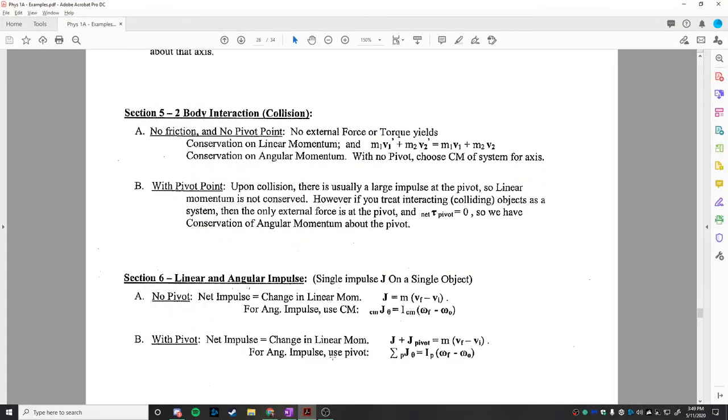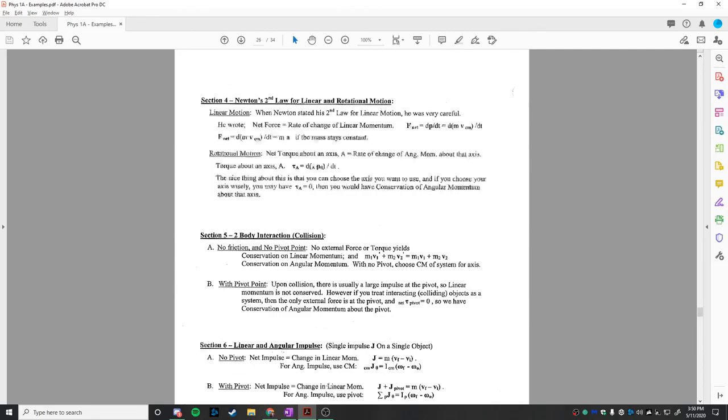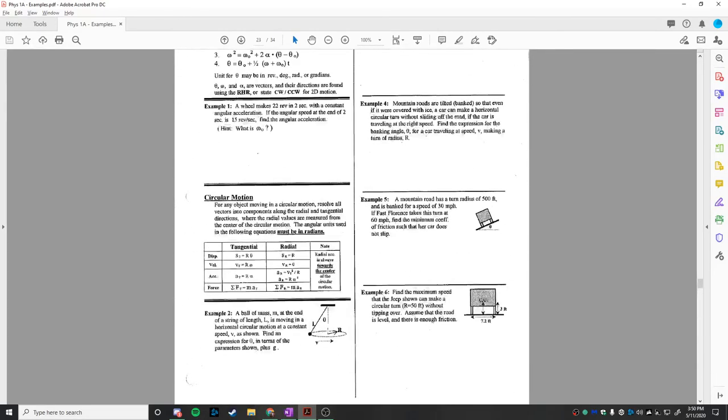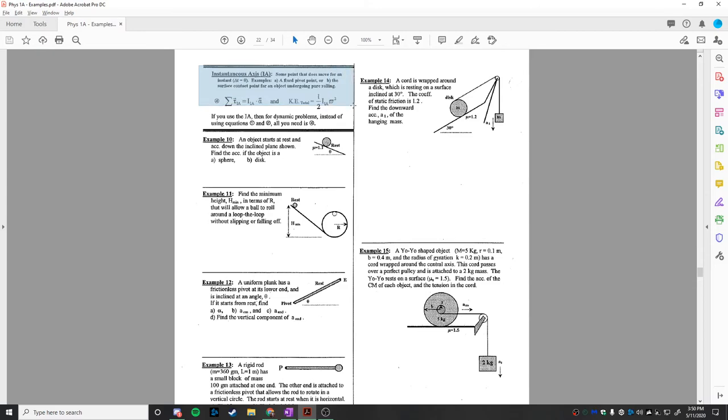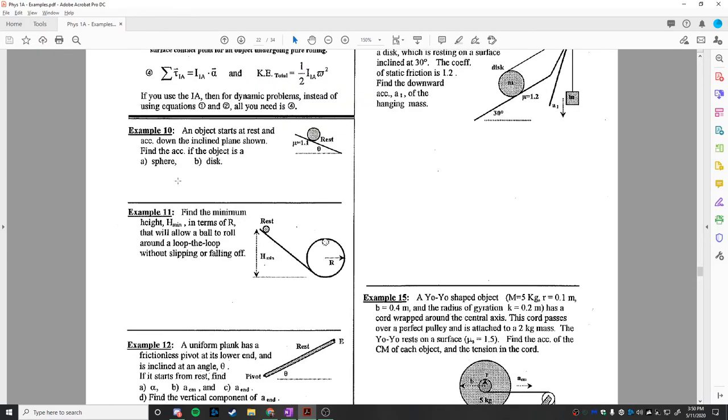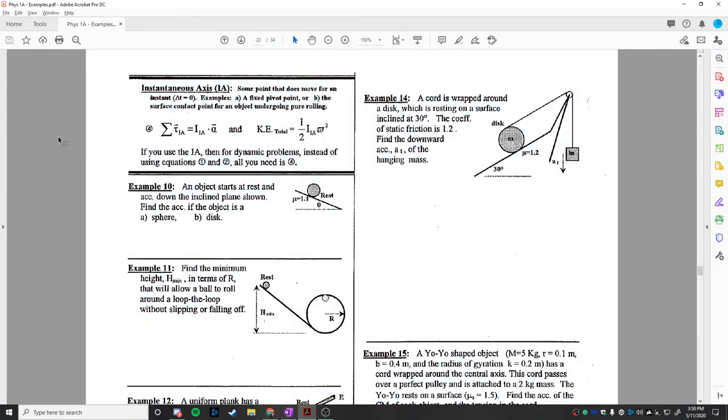Now this axis is a special axis. It's something that I don't ever talk about in my physics classes, but it's almost necessary to describe this one here. If we go back to this document here: instantaneous axis, okay? Instantaneous axis. This is some point that does not move for an instant, delta t equals 0. Examples: a fixed pivot point, or the surface contact point, which is what we're going to be doing here, for an object undergoing pure rolling. These are two examples of where you can use something called the instantaneous axis.